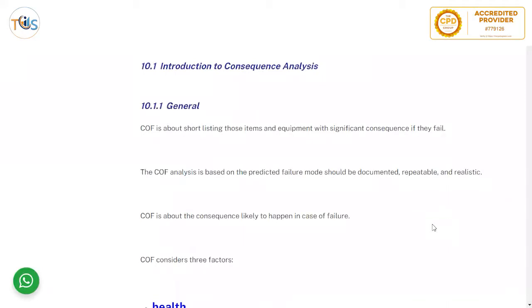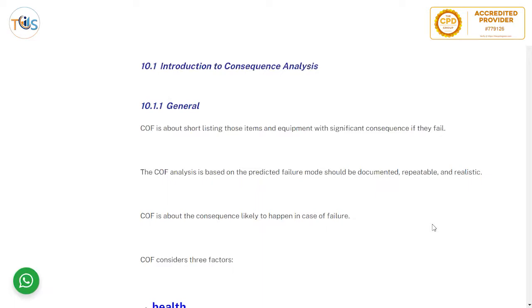Consequence of failure is about shortlisting those items and equipment with significant consequence if they fail. The consequence of failure analysis is based on the predicted failure mode. It should be documented, repeatable, and realistic. COF is about the consequence likely to happen in case of failure.